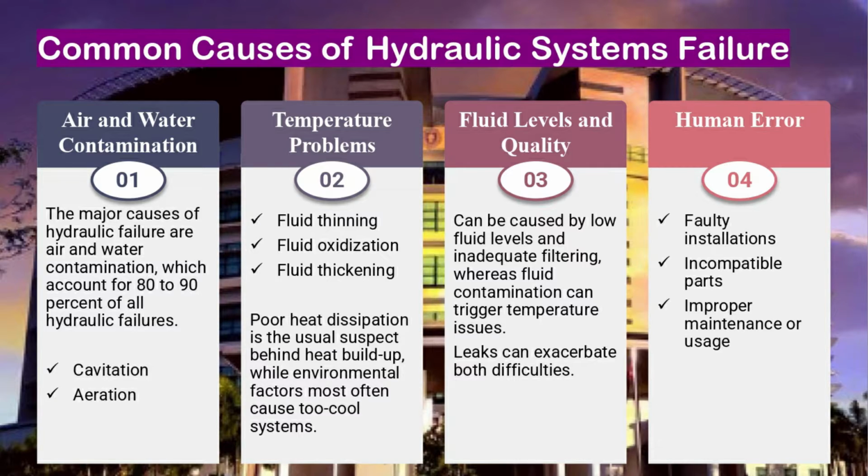Next, temperature problems. Poor heat dissipation is the usual suspect behind heat buildup, while environmental factors most often cause a too cold system. Number 3, fluid levels and quality: problems can be caused by low fluid levels and inadequate filtering. Fluid contamination can trigger temperature issues. Number 4, human error, caused by faulty installation, incompatible parts, improper maintenance or usage.